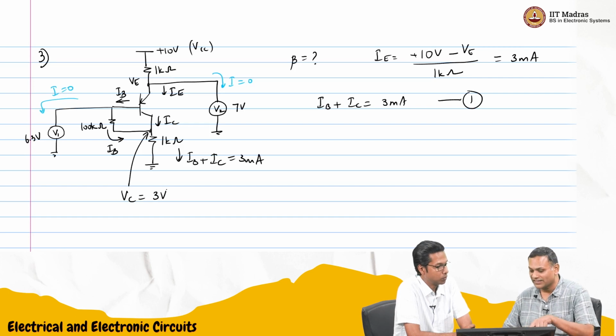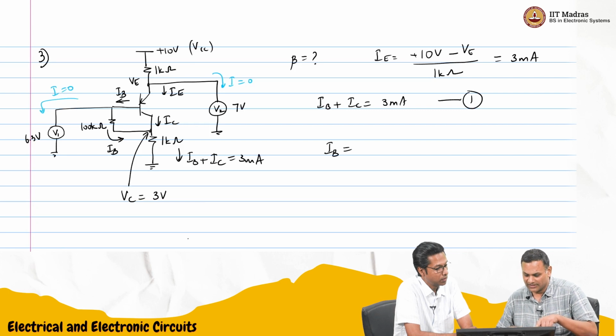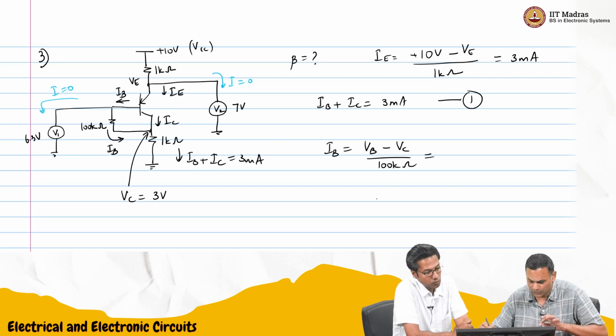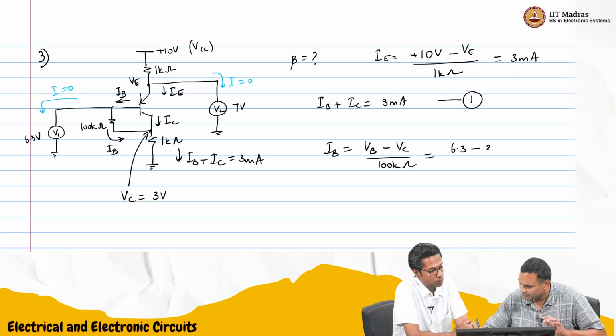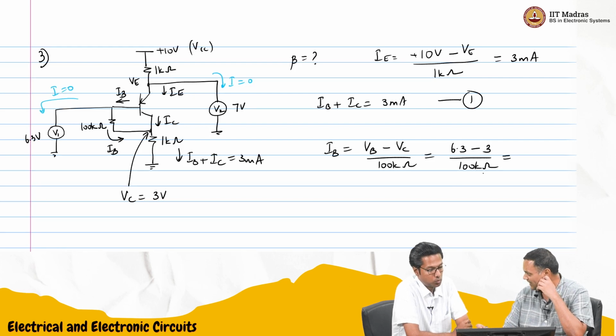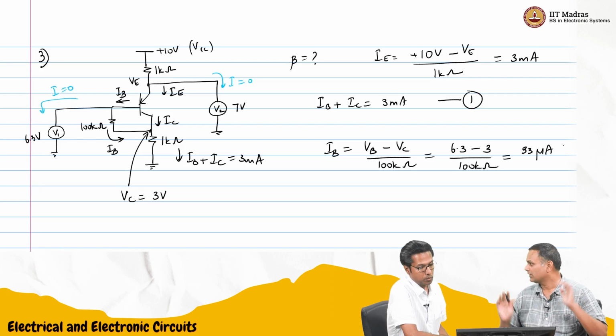Now it is straightforward. I think we can calculate the base current IB. IB is 6.3 minus VC, which is 3, divided by 100 kilo ohms. So this is 3.3 into 10 power minus 5, that is 33 into 10 power minus 6, which is 33 microamperes.